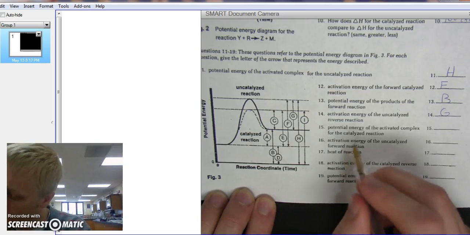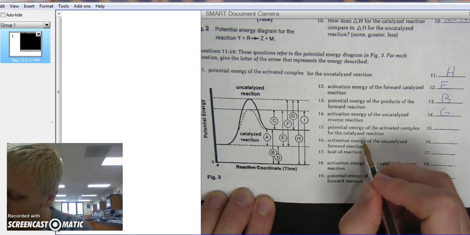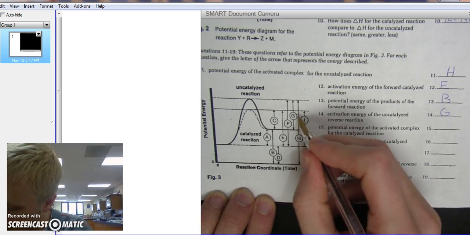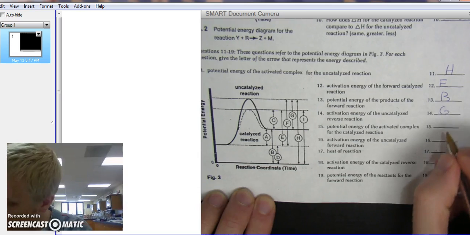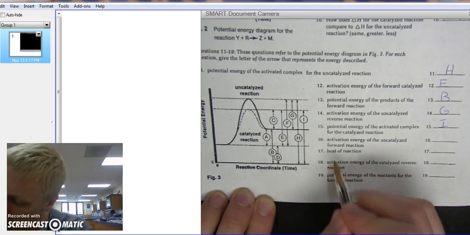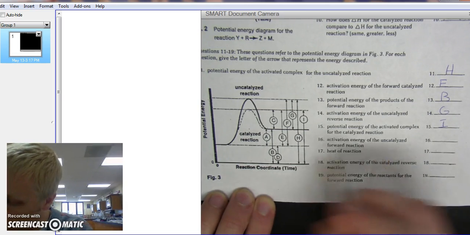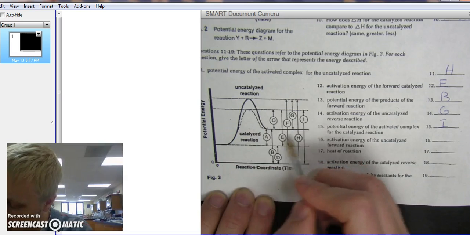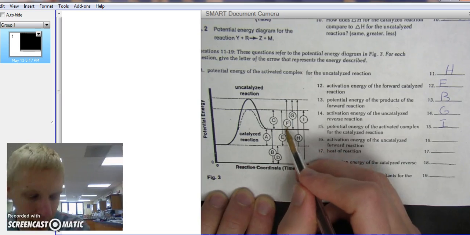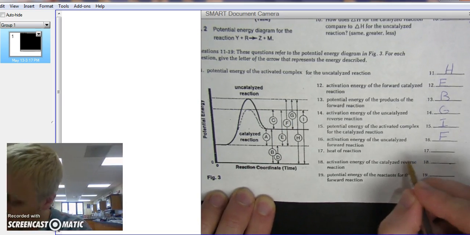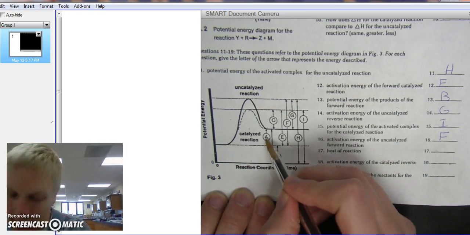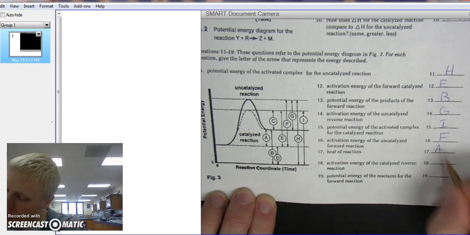And then we got 15. Potential energy of the activated complex for the catalyzed reaction. And that's going to be this guy. Goes up to there. Looks like I. It's our best bet. Number 16 is activation energy of the uncatalyzed forward reaction. Activation energy, so that's here to here. And it looks like F would be correct for that. Number 17, the heat of reaction, delta H. So we're going from reactants to products. Looks like A would be good for that.